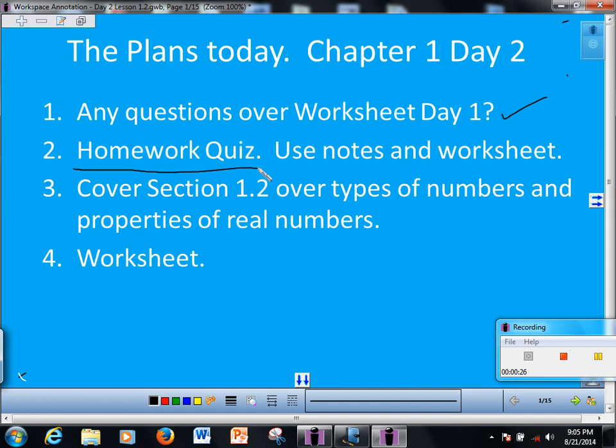And then I do need to cover Section 1-2 over the different types of numbers that we're going to talk about throughout the year, and then the properties of some real numbers, and of course we'll end it with the worksheet. Hopefully you have the day's notes sitting right in front of you.